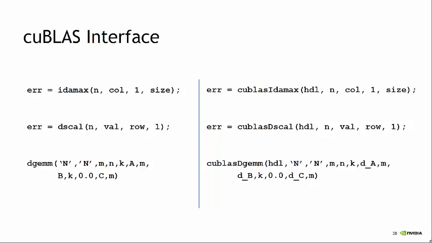The standard interface, however, is a bit different, but as you can see, it's not much different. That's CPU BLAS on the left, and cuBLAS on the right, where we've essentially added a cuBLAS prefix beforehand, and we pass a handle, which is a cuBLAS preserved state, which is useful to have.